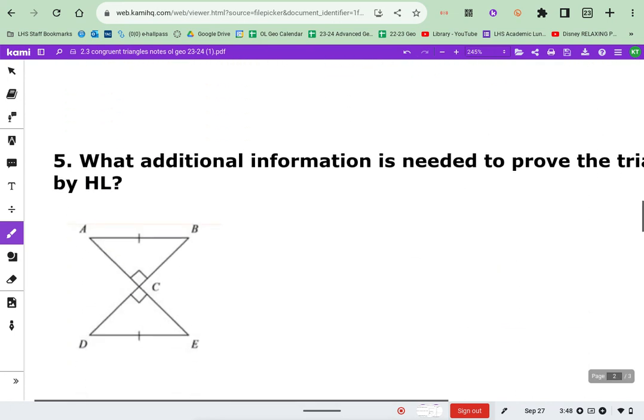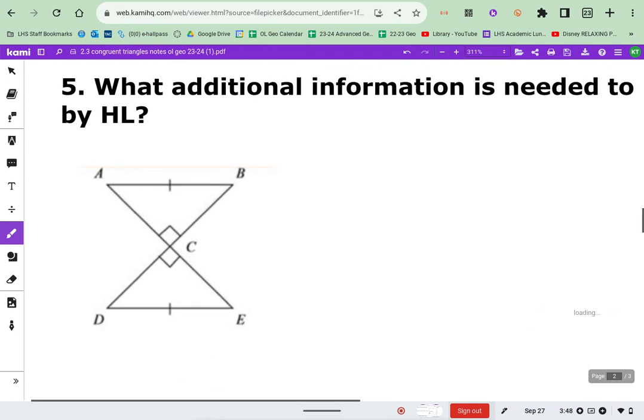All right, so on this one, we want to prove it congruent by hypotenuse leg. We have the right angle, check, check. We have the hypotenuse, here and here. So what are we missing? A leg.